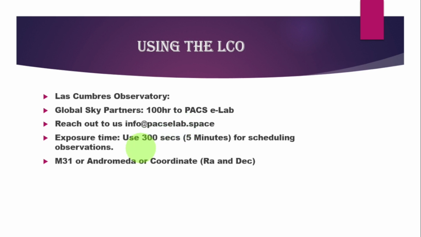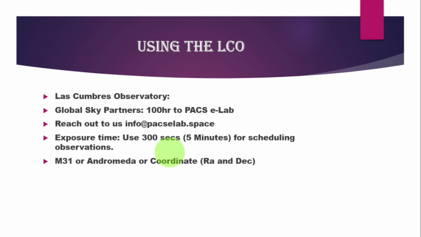Then once you have been assigned an account and you want to observe, you can always use 300 seconds. Anytime you want to use it for astrophotography, not for research, use your exposure time as 300 seconds because that time allows more light to be collected on the CCD.